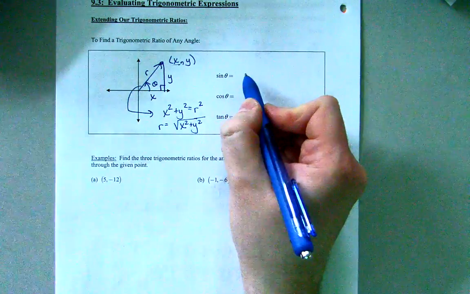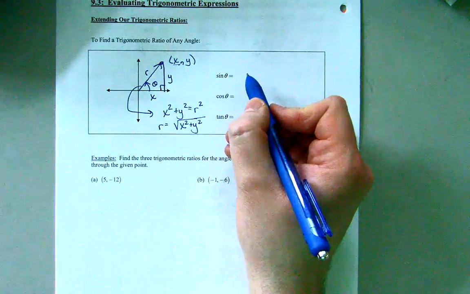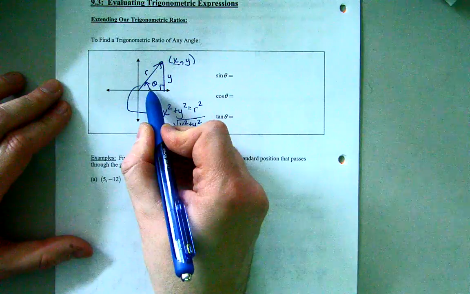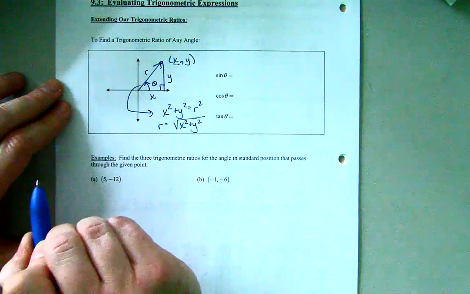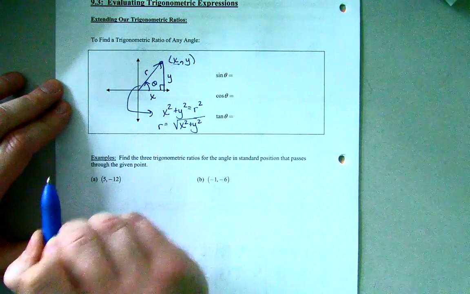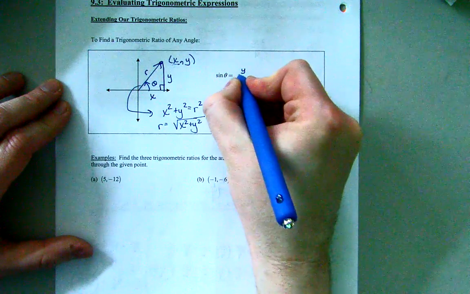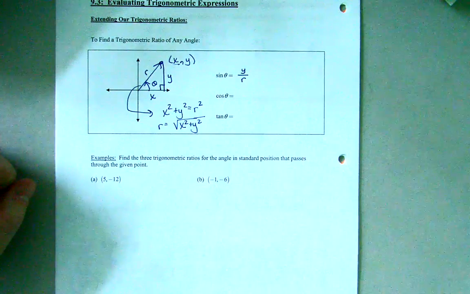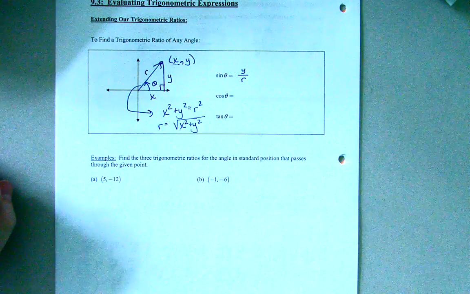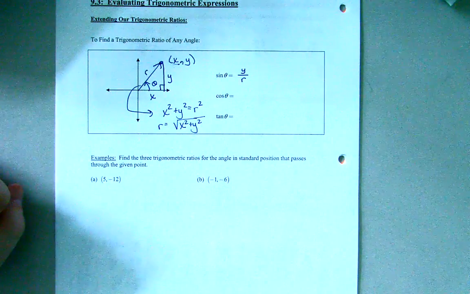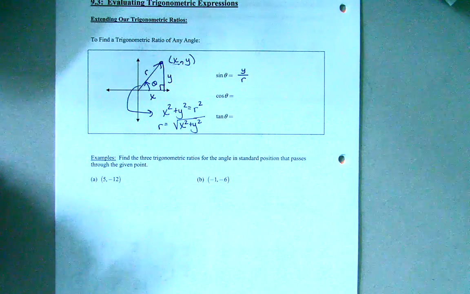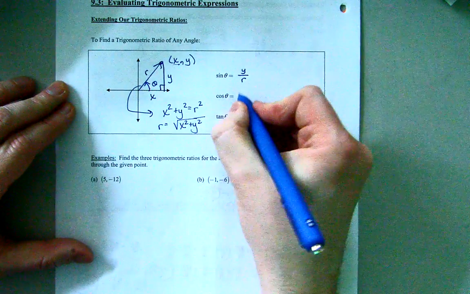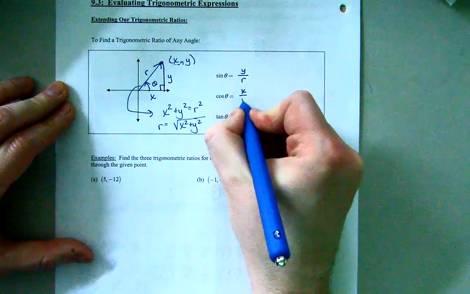The sine of theta. We know that sine is normally opposite over hypotenuse. Over here for theta, what is the opposite? Y. What's the hypotenuse? My new definition that I'm going to be able to use for any angle everywhere is my y-coordinate over the radius. Y over r. Cosine is normally adjacent over hypotenuse. Well, what's the adjacent here? X. The hypotenuse is r, so x over r.